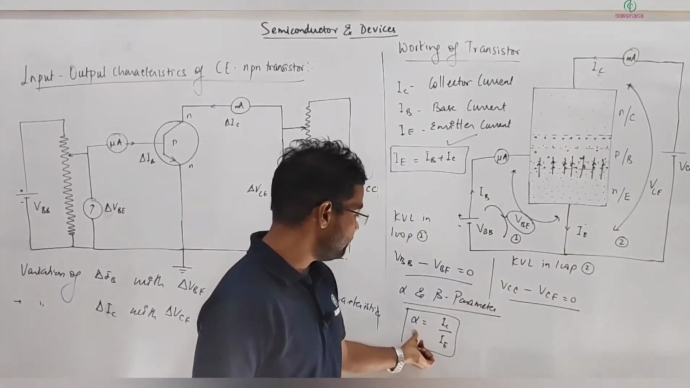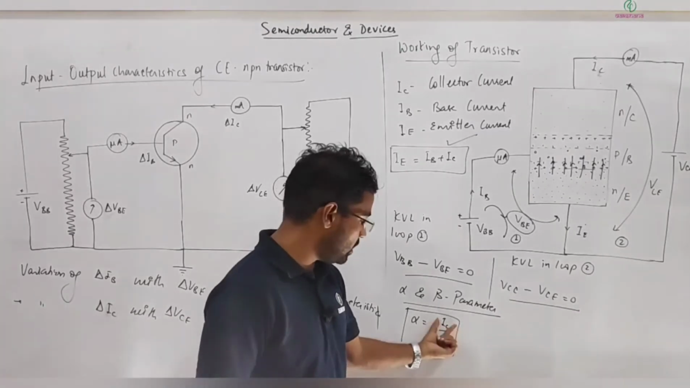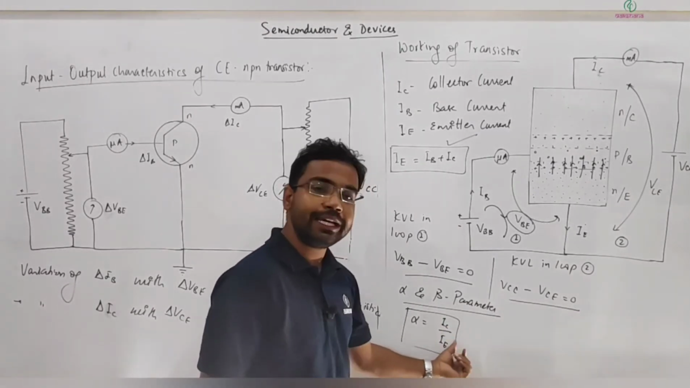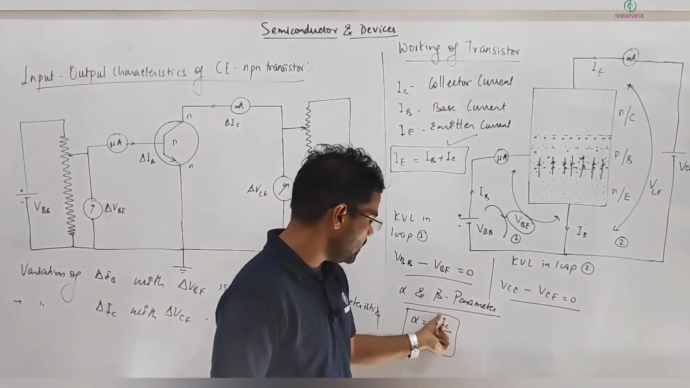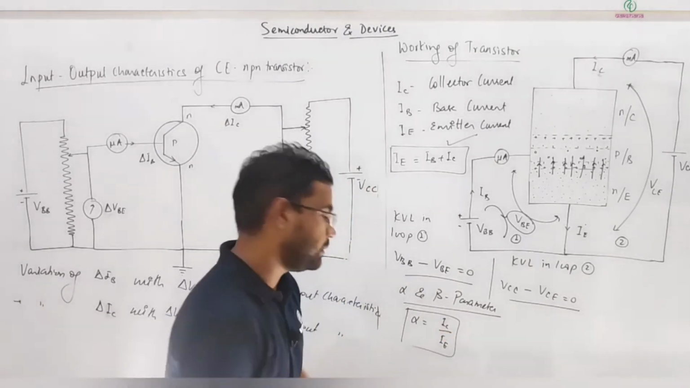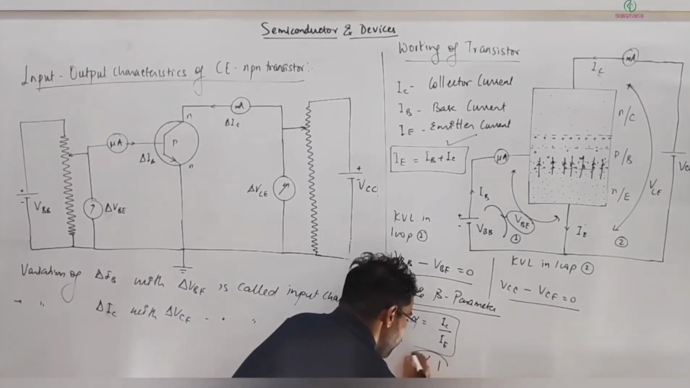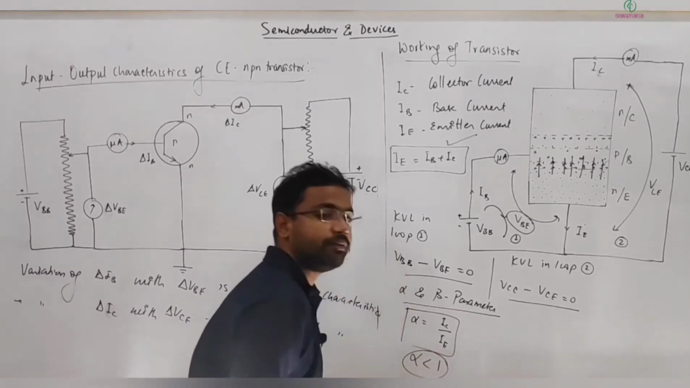So you can say that alpha will be like this. This is mostly almost equal to IE. So alpha is almost equal to 1, but it's less than 1. That is the value of alpha normally.